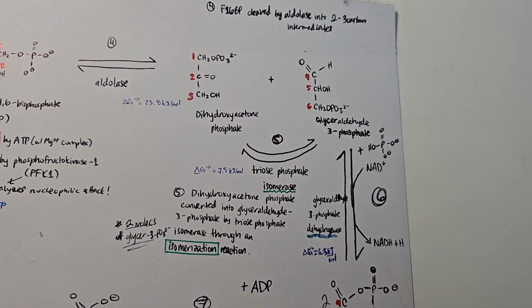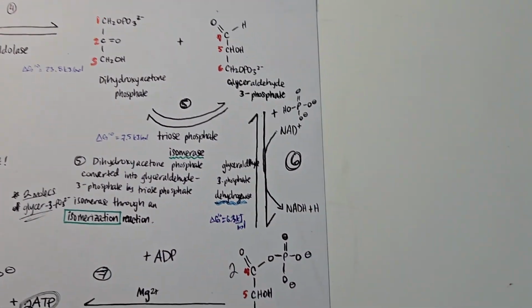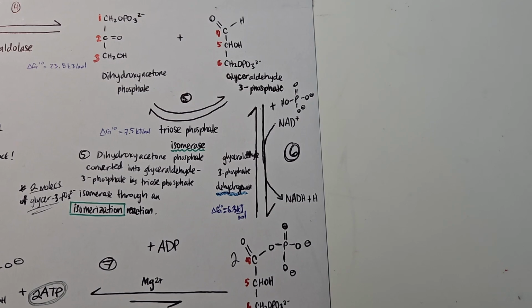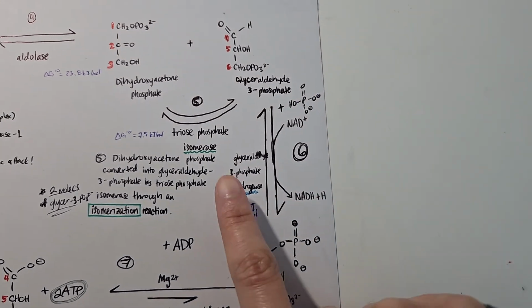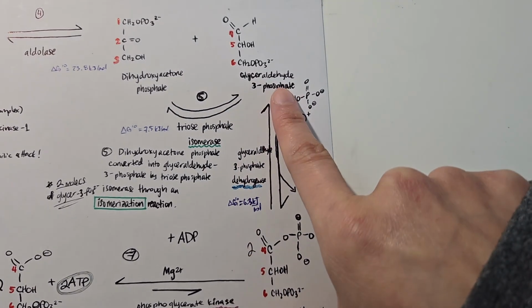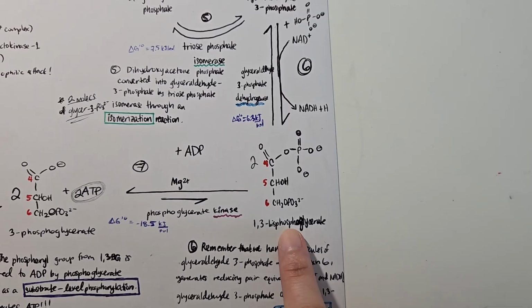So we're not doing anything crazy there. We're just changing it up a little bit. So it's just an isomerization reaction. So now we're going to end up with two molecules of glyceraldehyde 3 phosphate. This is very important because that's how we're going to end up with 2 pyruvate.